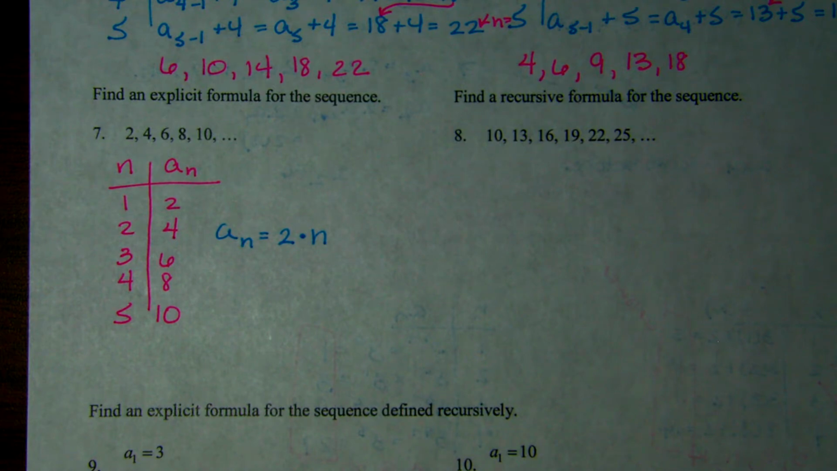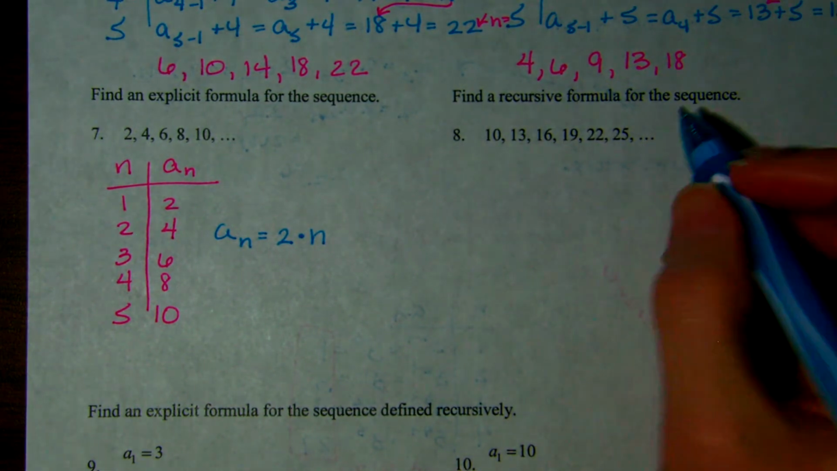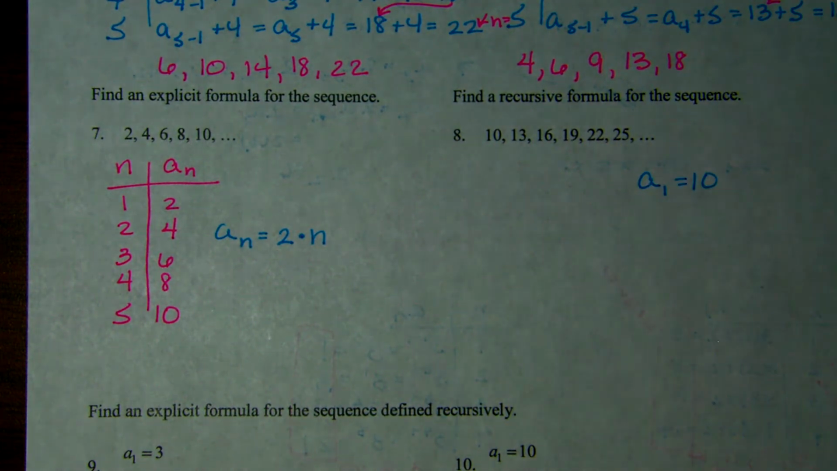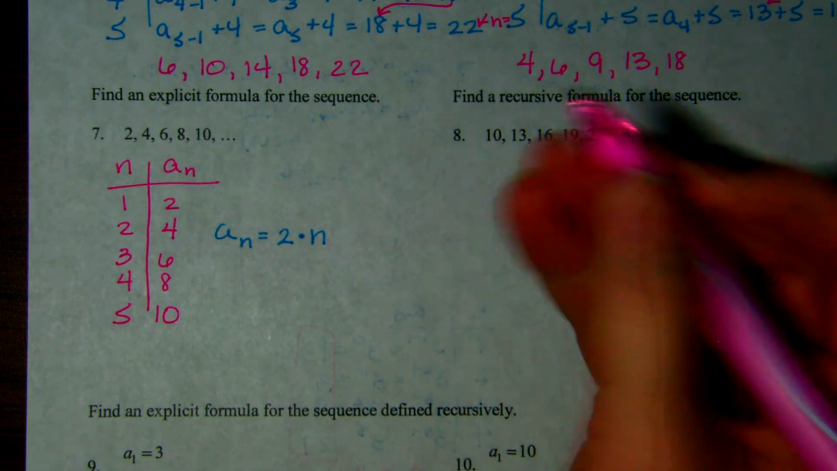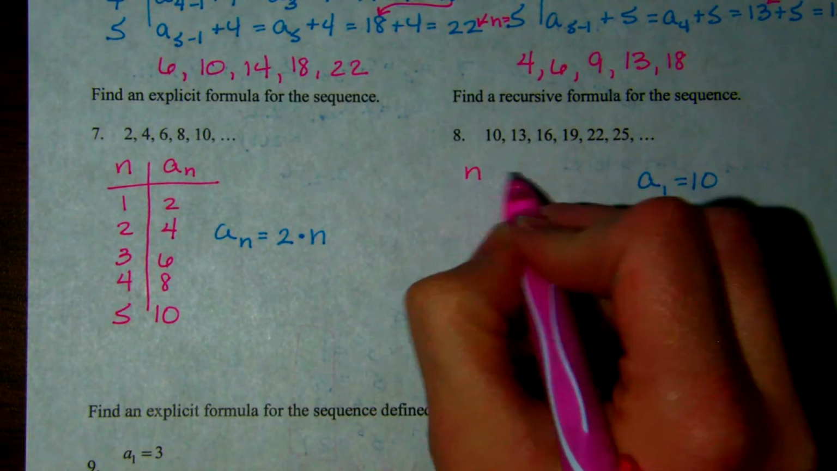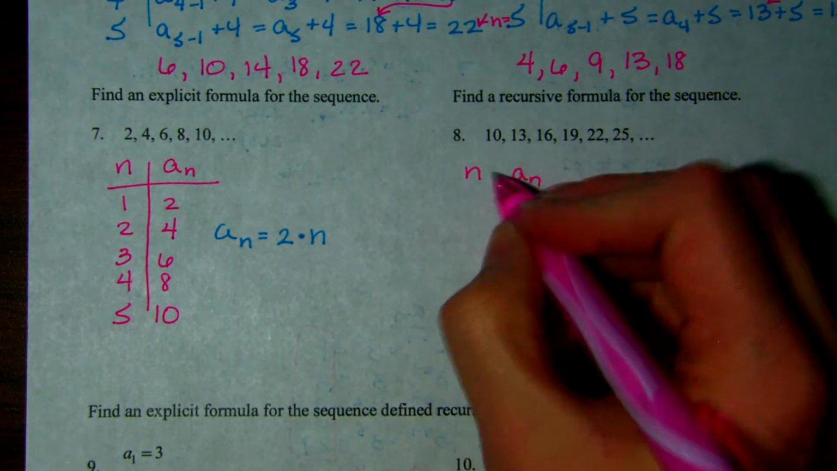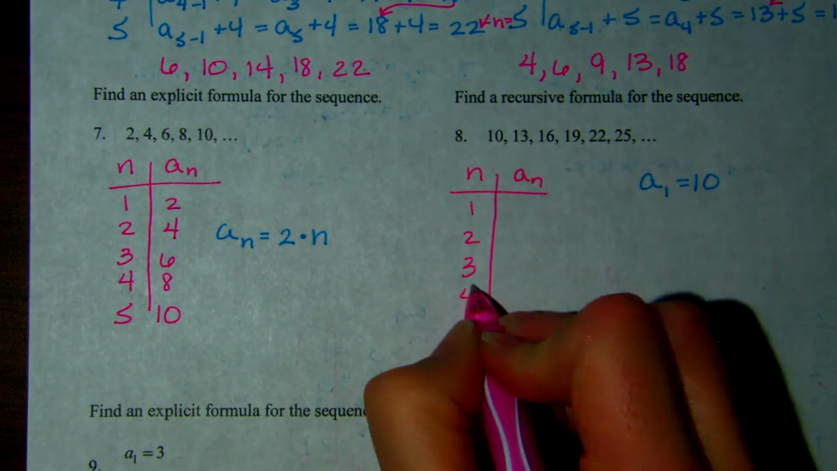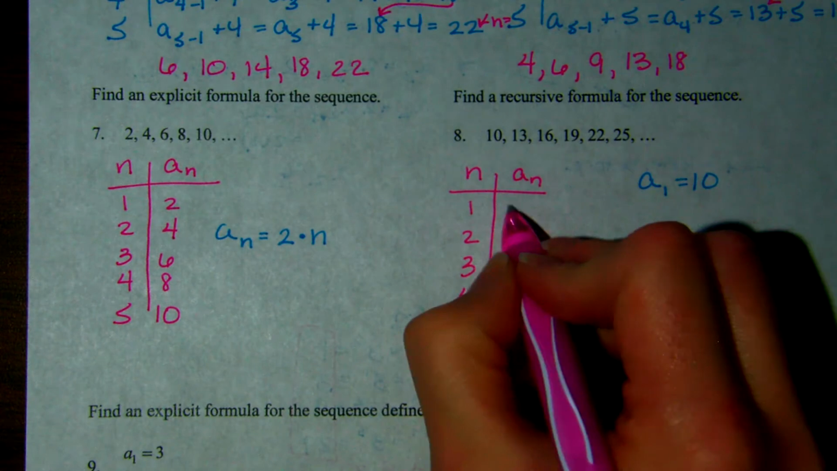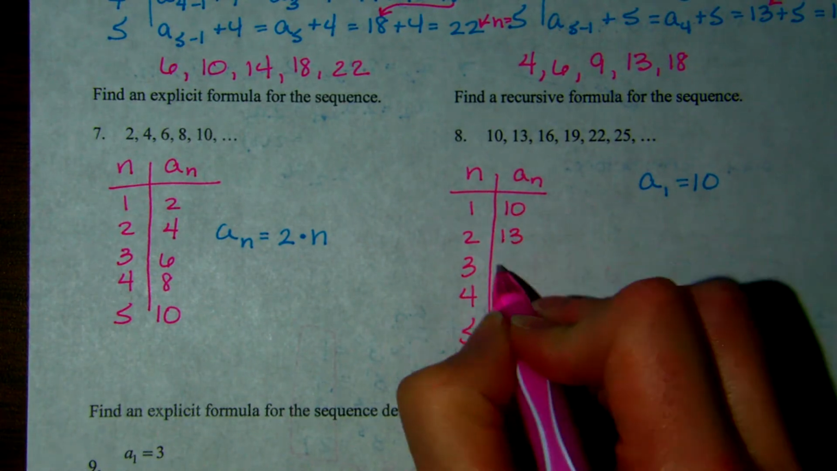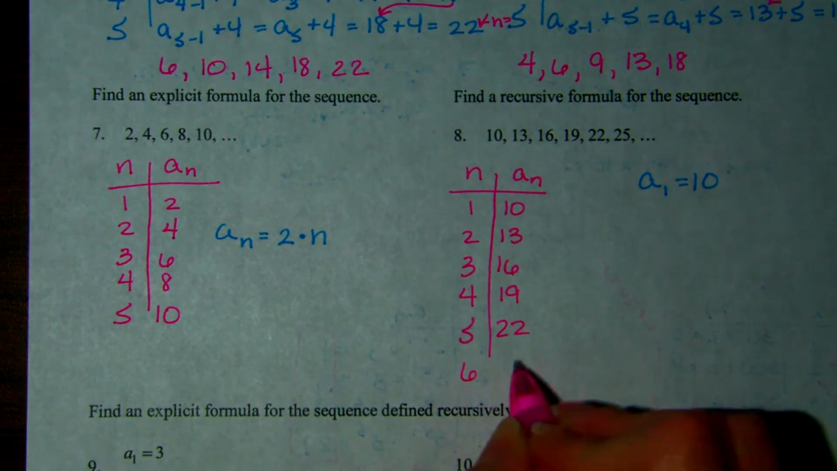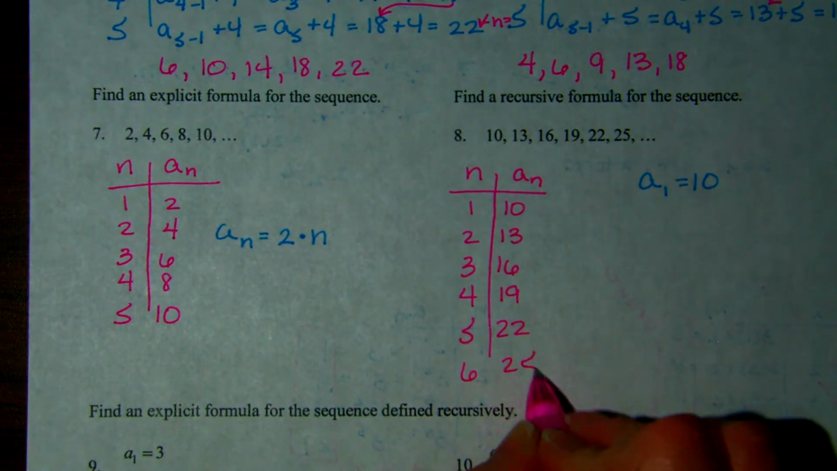With recursive formulas, we give the first term. So over here, we're going to go ahead and just write A sub 1 is 10. And then we can make a table that relates the terms. So 1, 2, 3, 4, 5. So these terms are 10, 13, 16, 19, 22, and our sixth term is 25.